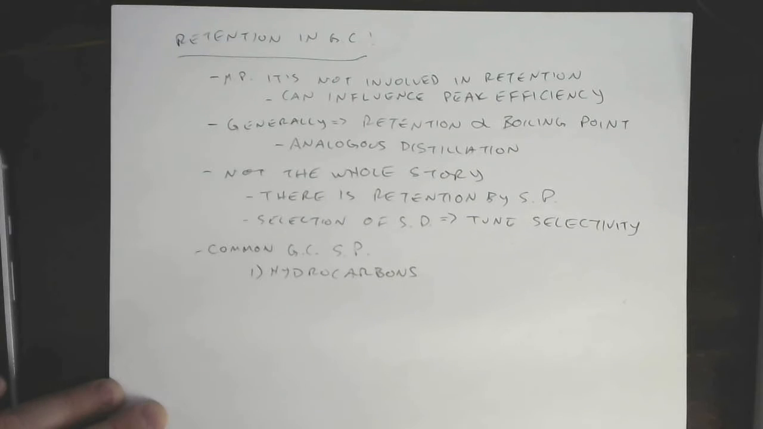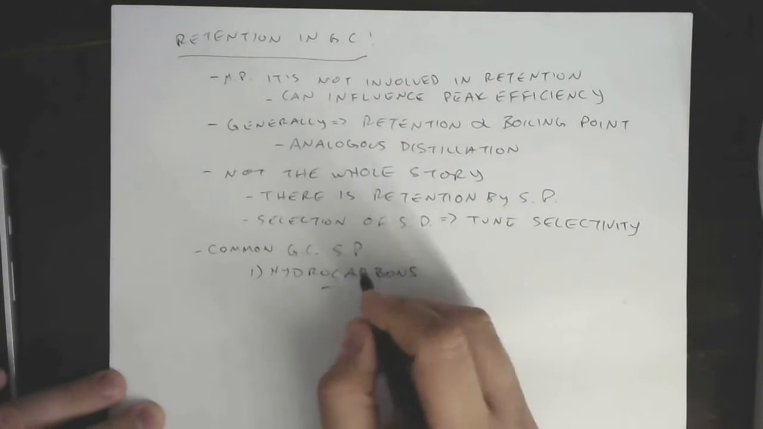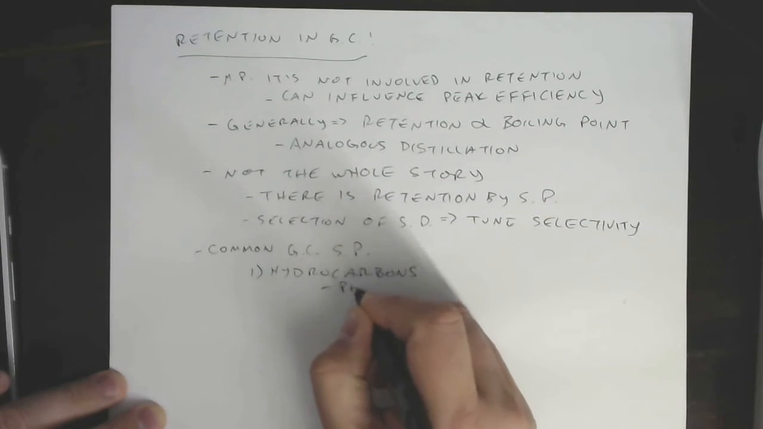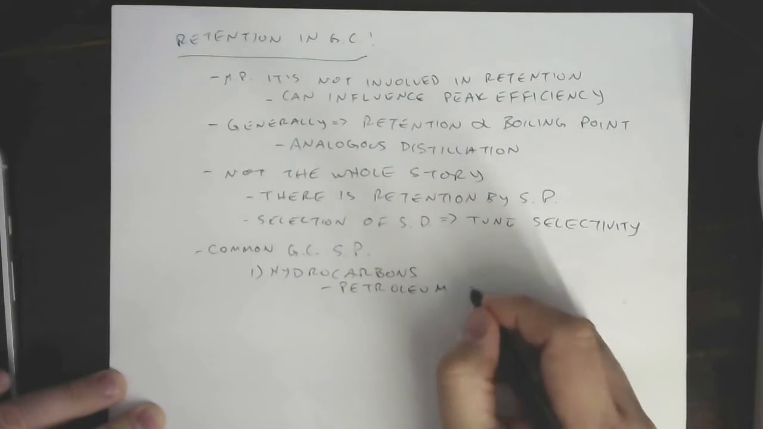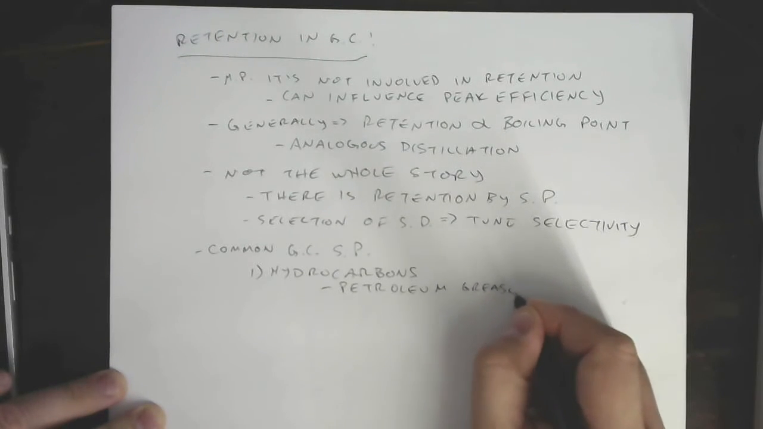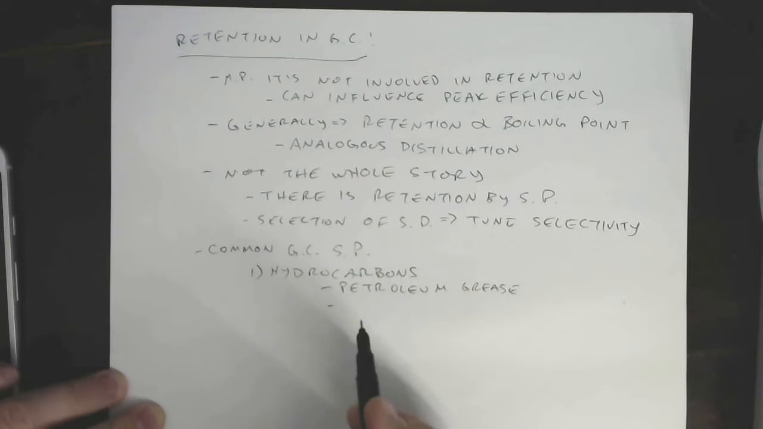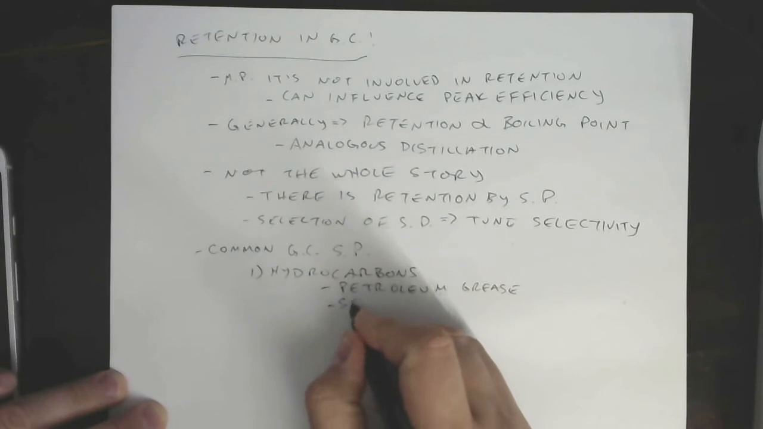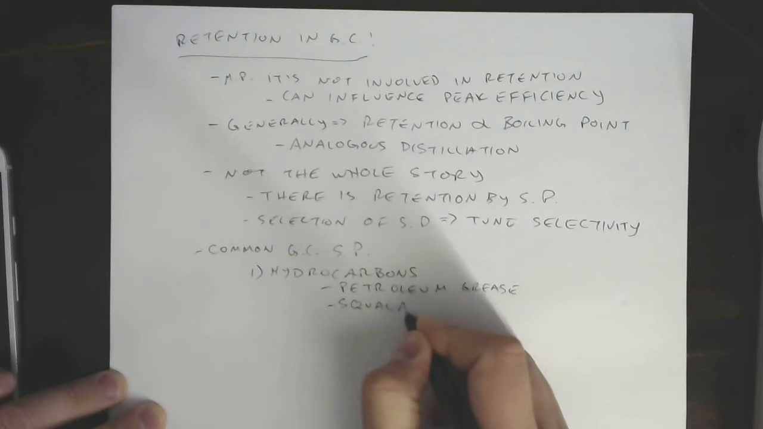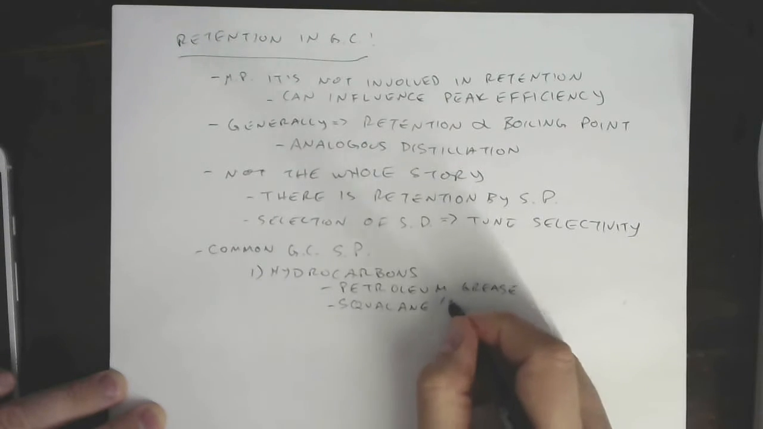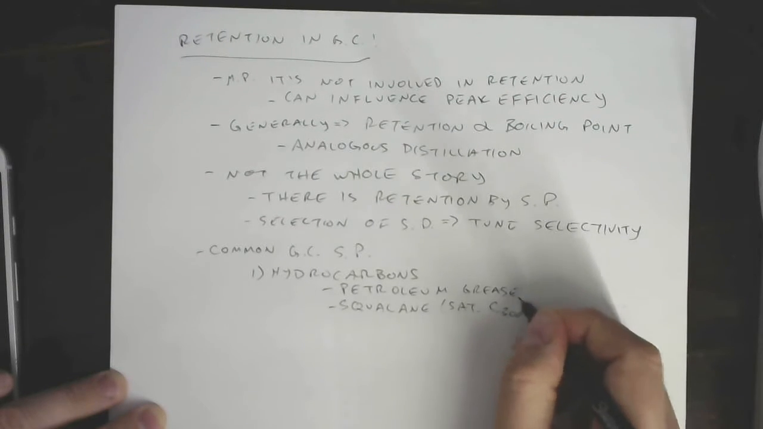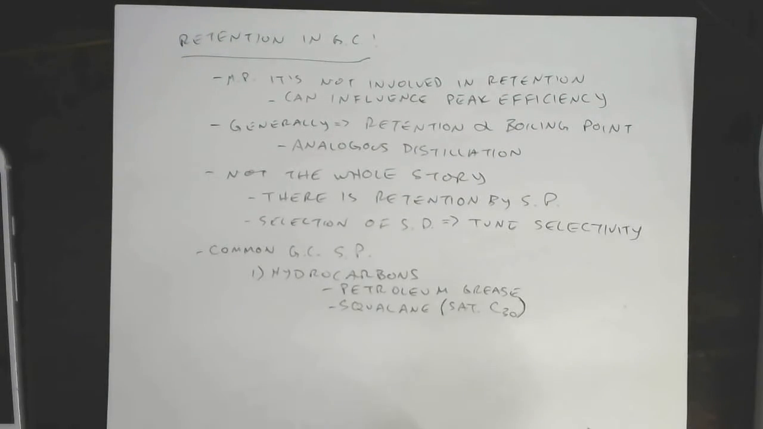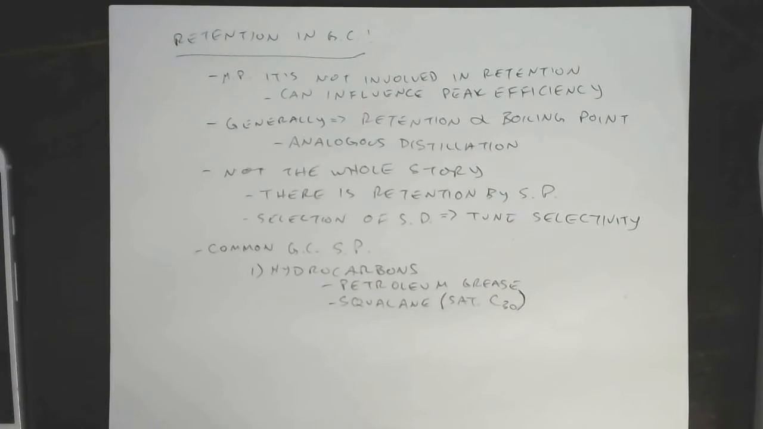So these are stationary phases that are made just entirely, well, like I said, of hydrocarbons, and they come from sources like petroleum grease. This is an old school stationary phase. One that we're going to talk about a decent amount a little bit later, squalane. So this is a saturated C30 molecule. You can look up the structure of squalane. It's a little bit branched, but it's basically a saturated C30.